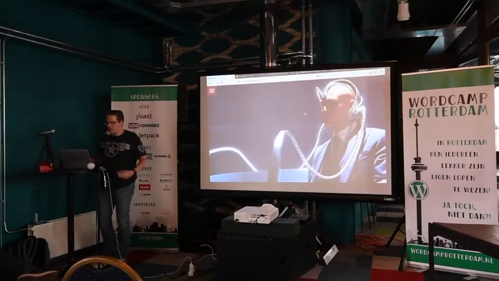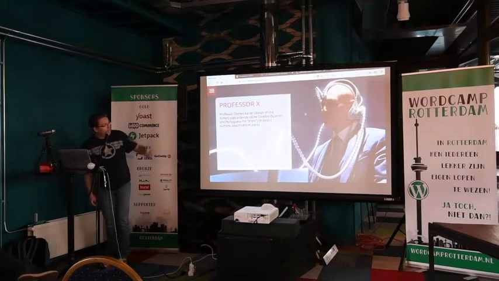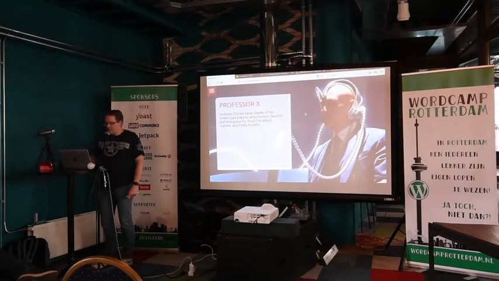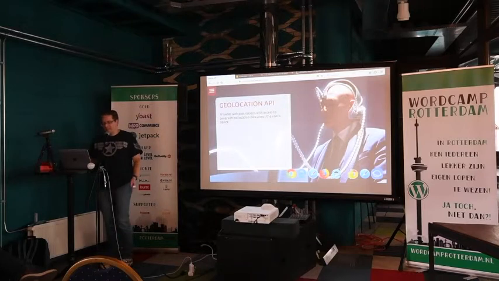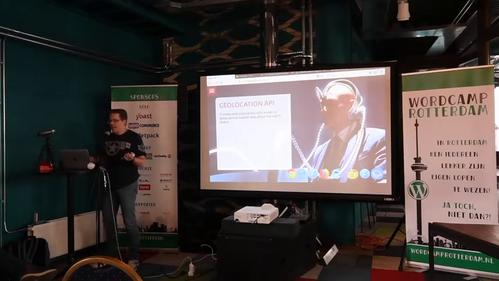The first one I'm going to look at is this one. This is Professor X. He's the leader of the X-Men, and he uses a device called Cerebro to detect humans. I tried to align that with a browser API, and that's the geolocation API, which provides access to the geographical location from your user's device. You probably all know this one.